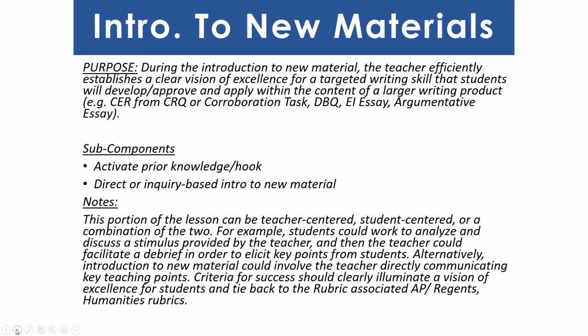Alternatively, introduction to new material could involve the teacher directly communicating key teaching points. The criteria for success should be clearly illuminated, with a vision of excellence for students, and tie back to a rubric associated with the writing. In this case, it would be a humanities rubric that you're using at the middle school level, or at the high school level, an Advanced Placement or Regents rubric.